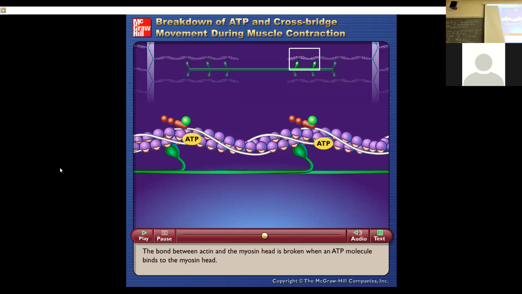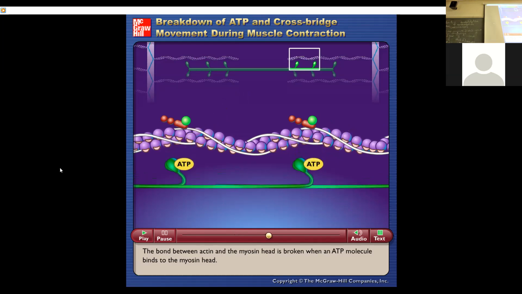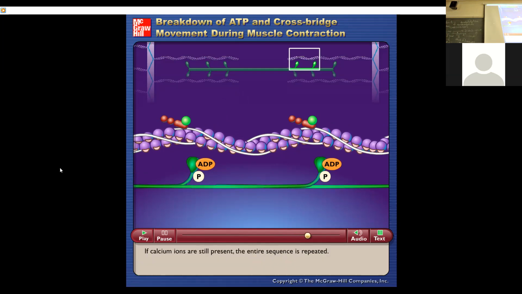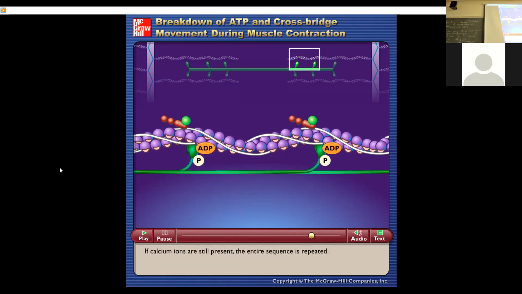The link between the actin and the myosin head is broken when ATP binds to the myosin head. The ATP is broken down to ADP and phosphate, and the energy is stored in the myosin head, to be used for movement. The head of the molecule returns to its upright position and is ready to bind to actin again. If calcium ions are still present, the entire sequence is repeated.